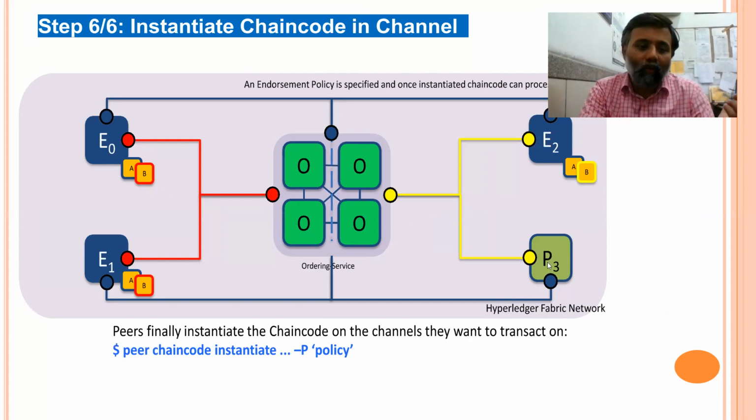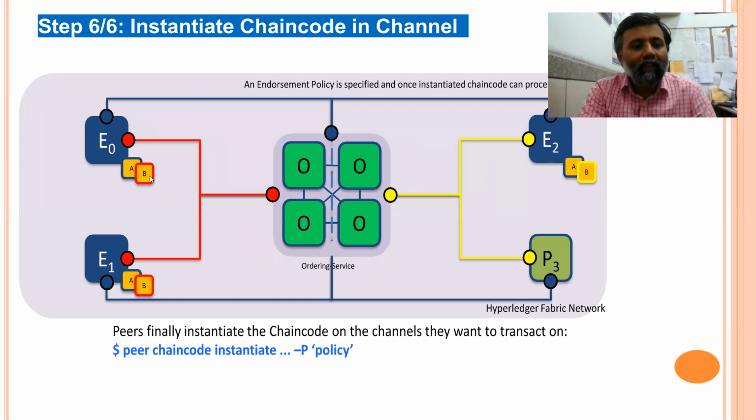by the committer. So here, suppose we have E0, E2, E1, and this P3 for the blue channel, and corresponding to that, we have chain code A. So this chain code A will be instantiated on all these endorsers E0, E1, and E2. So you can see the blue chain code A.